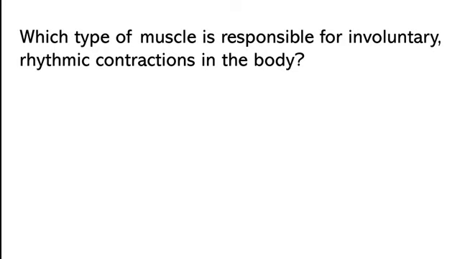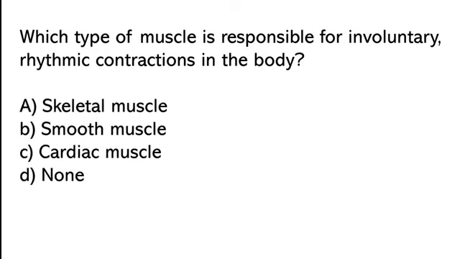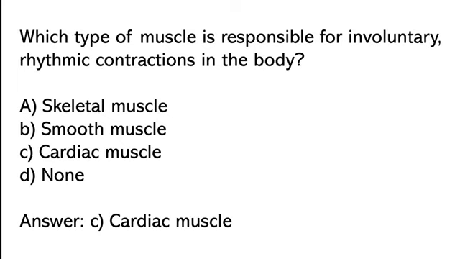Which type of muscle is responsible for involuntary rhythmic contraction in the body? Skeletal muscle, smooth muscle, cardiac muscle, none. So the correct answer is option C, cardiac muscle.